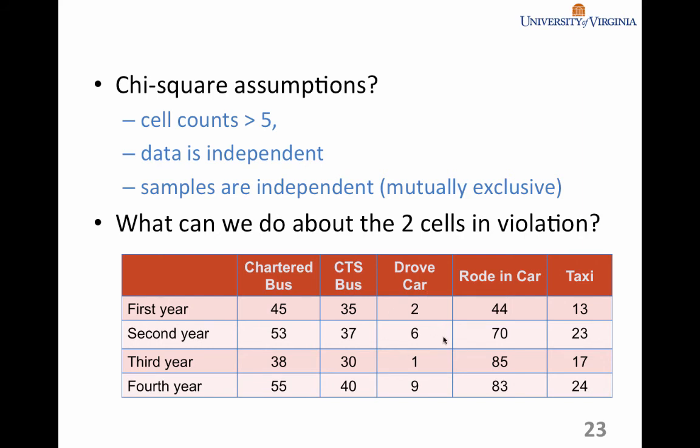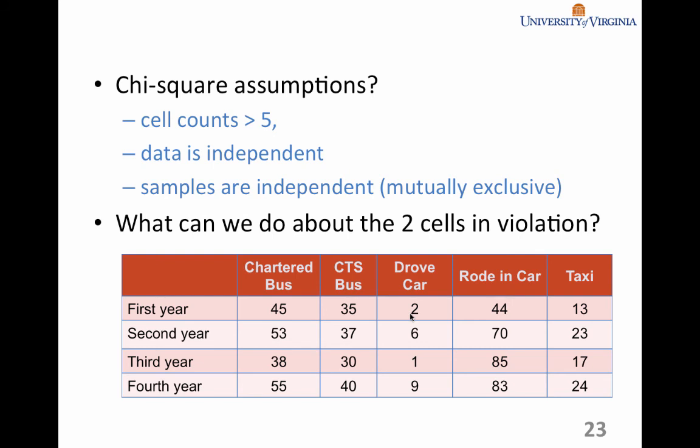So what can we do about these cells in violation of our assumption of chi-square? This is where a lot of common sense comes in. One is maybe there's a way for us to collect more data, and we actually get enough data so all of our cell counts are greater than 5. In this case, let's say that's not a possibility. So what else could we do? Well, it looks like if we just took out the driving car option, that it's so infrequent that maybe we just remove that one completely and do the analysis of the other 4 types of transportation.